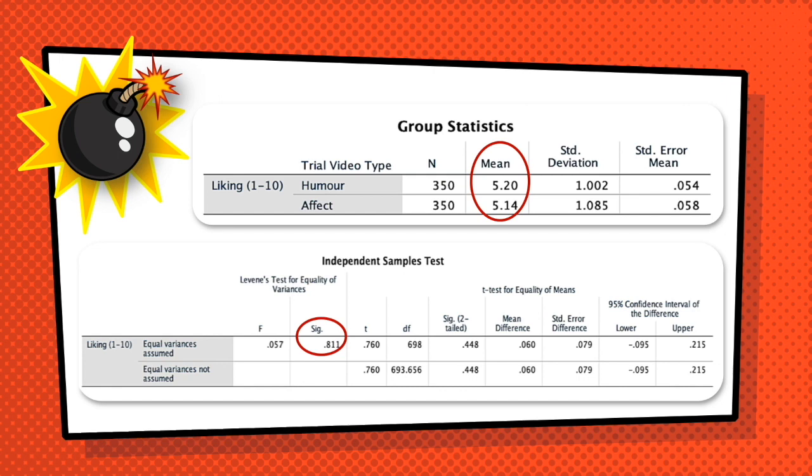Levene's test showed p-value equal 0.811, which is higher than 0.05, so the test failed. So there are no differences in variance between two group data for liking, and we check the t-test result in upper row. Found p-value equals 0.448, greater than 0.05, so we say the difference between two groups is not significant.